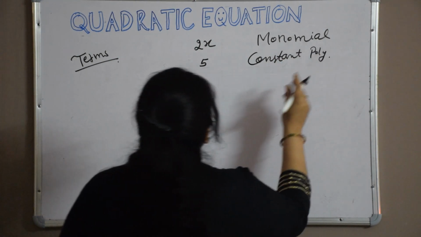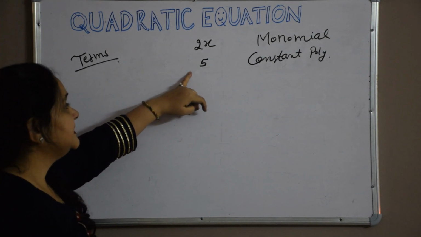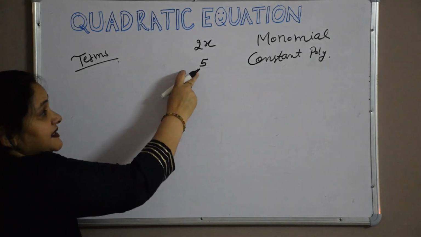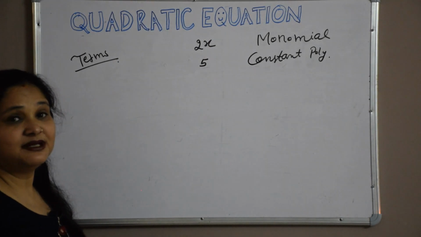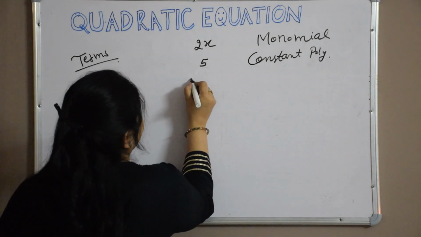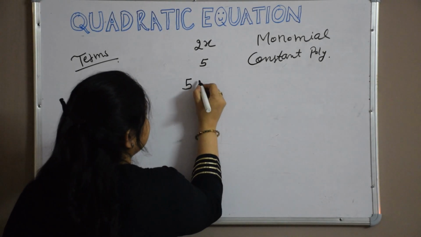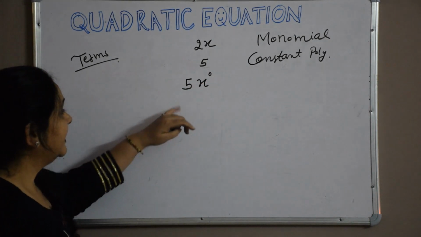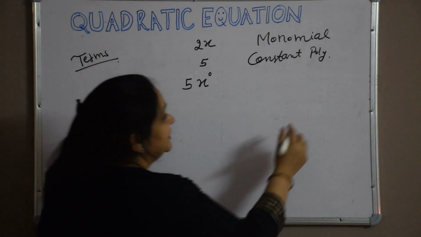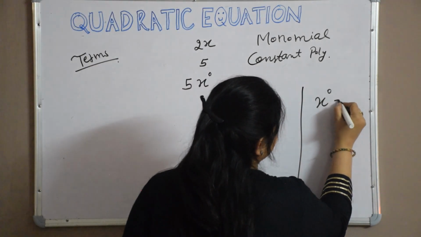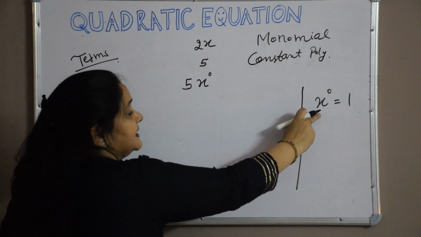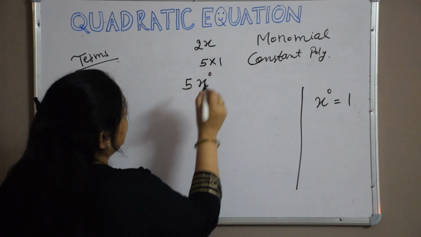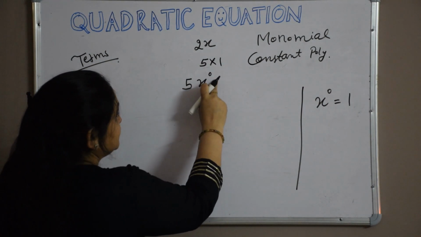If there is a single term and that is only a constant, we call it constant polynomial. What can we say about the degree of a constant polynomial? See, I am having just 5, there is no variable. Can I write it like this, 5x raised to power 0? Because we know that x raised to power 0 is always 1, so 5 we can write as 5 into 1, I can write it as 5x raised to power 0.